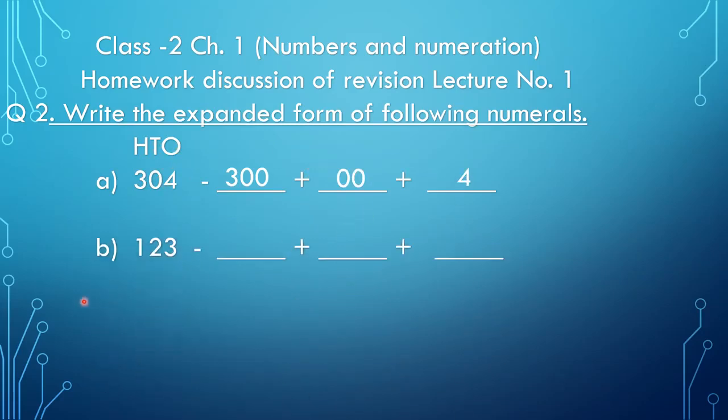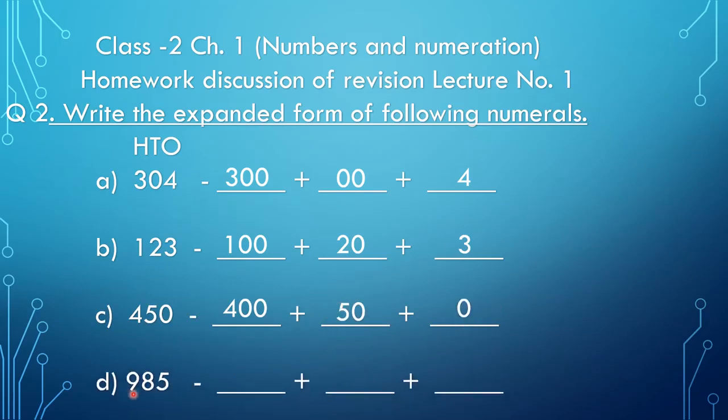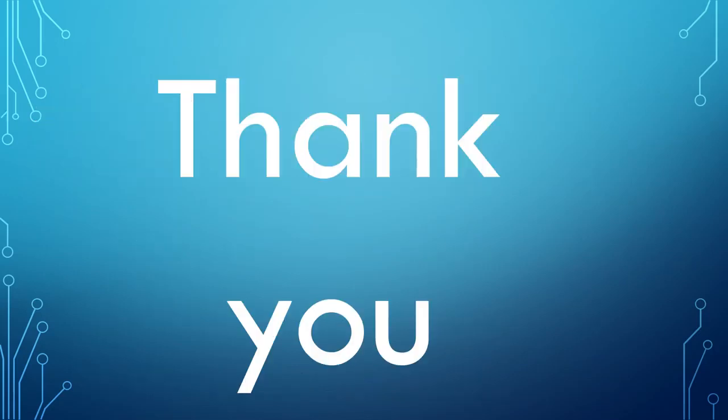Now in B part, 123. So how we can write: 100 plus 20 plus 3. Now in C part, 450. So 400 plus 50 and at the last 0. In D part, 985. So first of all we will write 900, then 80, then 5. Understood beta? Thank you.